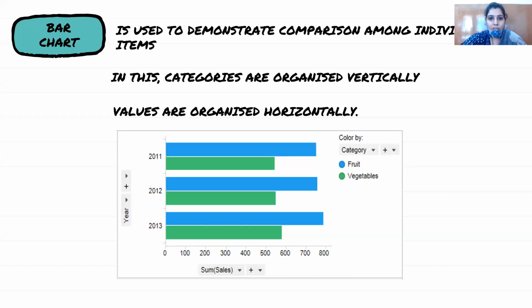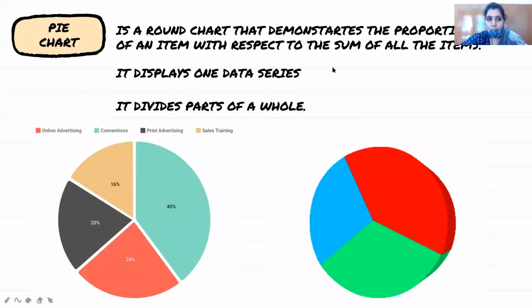क्योंकि बार चार्ट में कैटेगरीज वर्टिकली होती हैं, बट इन केस ऑफ कॉलम चार्ट द कैटेगरीज आर हॉरिजॉन्टल. सो दिस इज द डिफरेंस बिटवीन द टू.